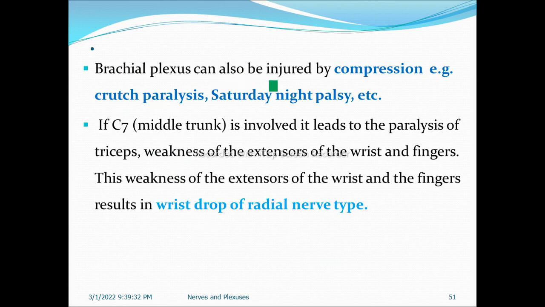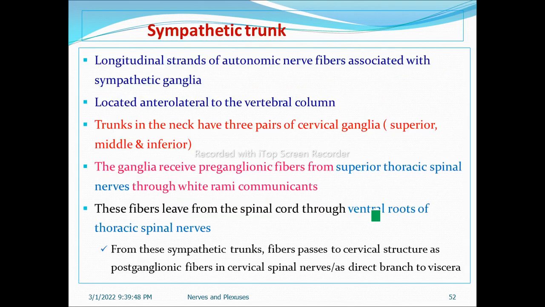The brachial plexus can also be injured by compression. Examples: crutch paralysis, Saturday night palsy, like this. If C7 is involved, it leads to paralysis of triceps and weakness of the extensors of the wrist and fingers. This weakness of the extensors of the wrist and fingers is the wrist drop of radial nerve type.